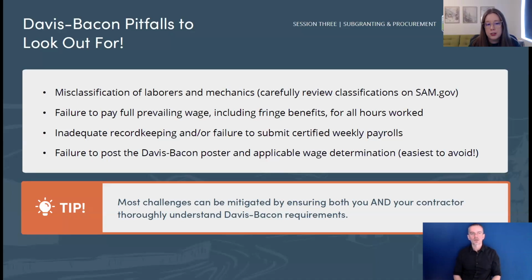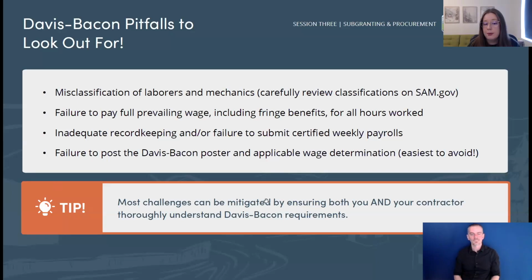Failure to post the correct posters in the work sites. That's easiest to avoid. Just visiting the work site regularly and making sure those are in place is all you need to do for that piece.